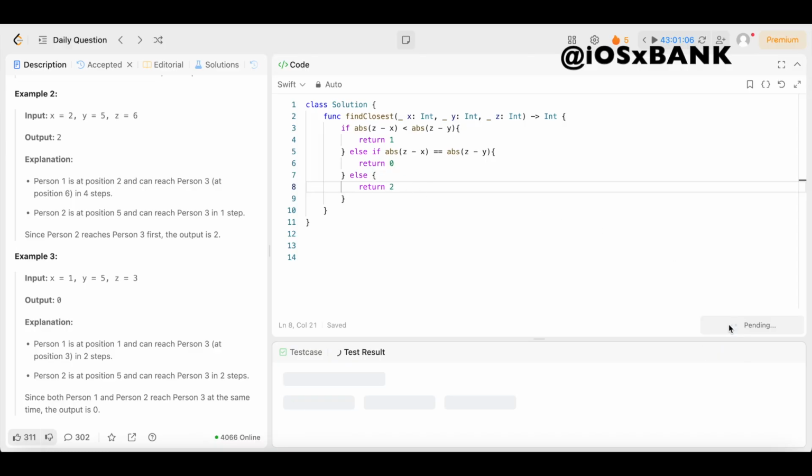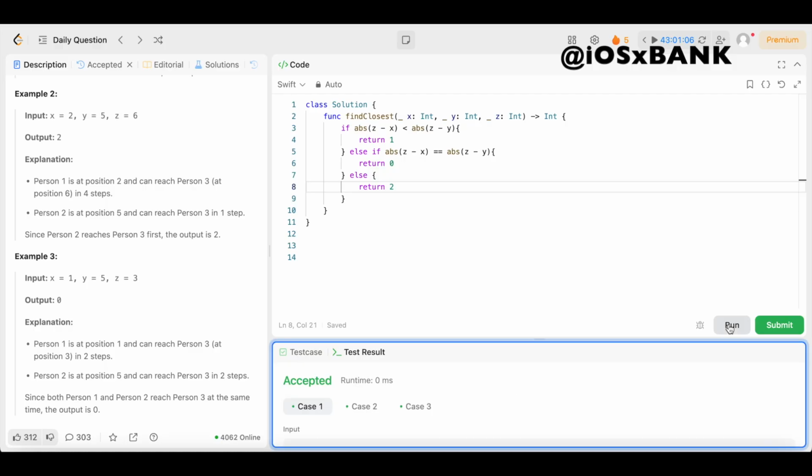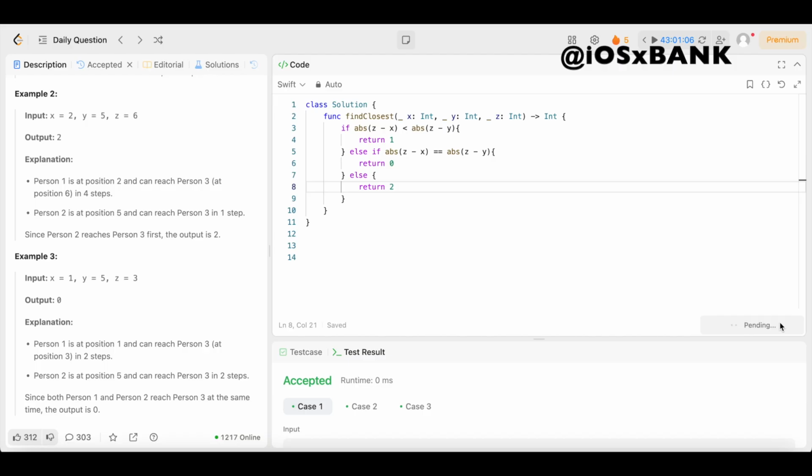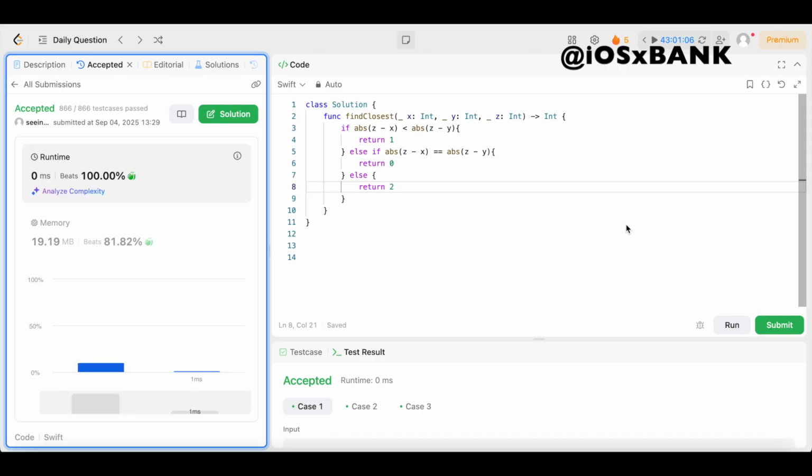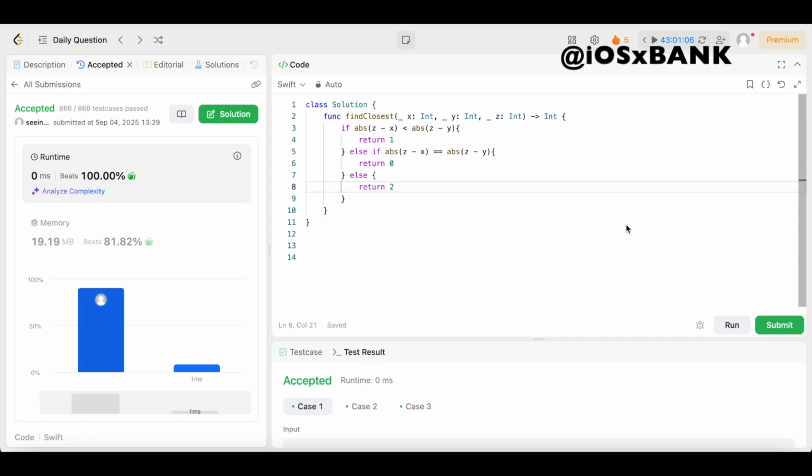So let's give it a run. Make sure it runs correctly before we submit it, and it's accepted. So let's go ahead and submit it. Make sure it's still accepted after we submit it, and look at that, y'all. 0 milliseconds beats 100% of users. That's what I'm talking about. That's what I like to see.